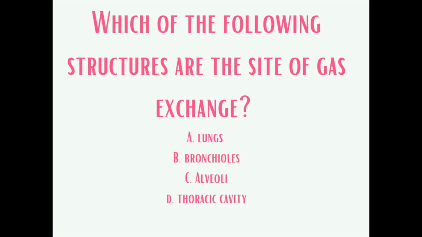And one way to deal with something like this is you look at keywords in the question. For me, the keyword is site. The site of gas exchange. So the site of gas exchange is very, very specific. The lungs and the thoracic cavity, we know that, yeah, there's gas exchange there, but that's not specific enough. So the answer is going to be C, alveoli, because that is the most specific spot that there is gas exchange.